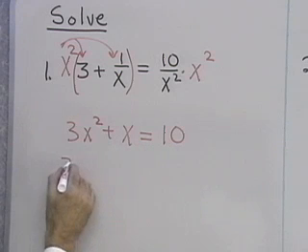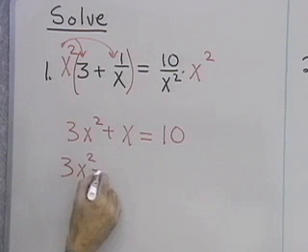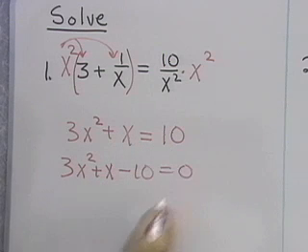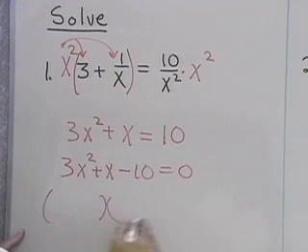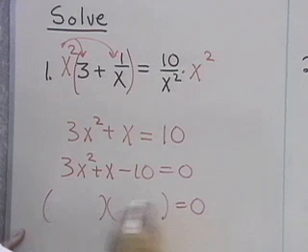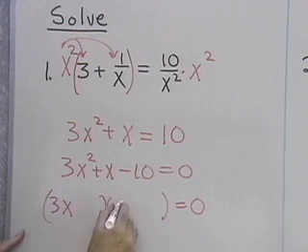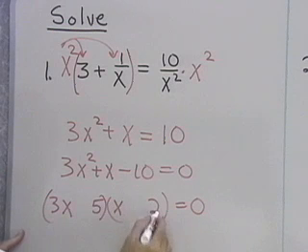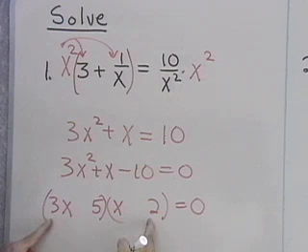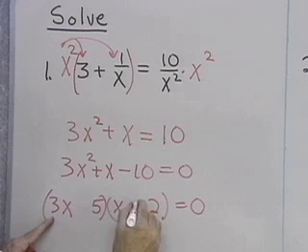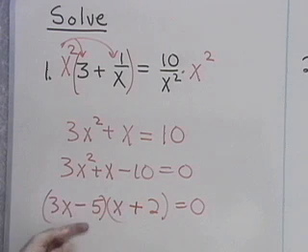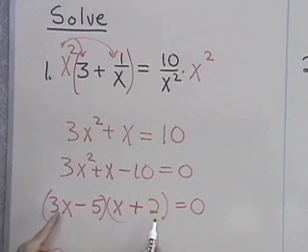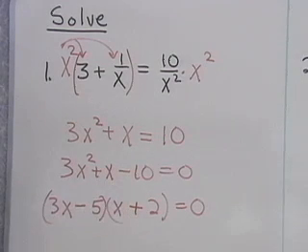I'll put this in standard form. 3x squared plus x minus 10 is equal to 0. I'll factor this. Let's try 3x and x, and how about 5 and 2? Inside I have 5x, outside I have 6x, so that should work. So (3x minus 5)(x plus 2) equals 0. Is that right? Negative 5x, positive 6x is positive 1x.